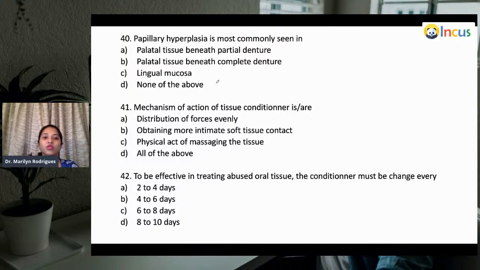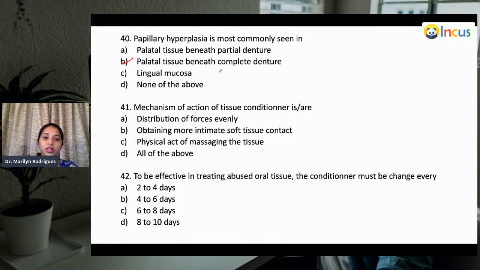Papillary hyperplasia is most commonly seen in palatal tissue beneath partial denture, palatal tissue beneath complete denture, lingual mucosa, or none of the above. The answer to this is B, palatal tissue beneath complete denture.